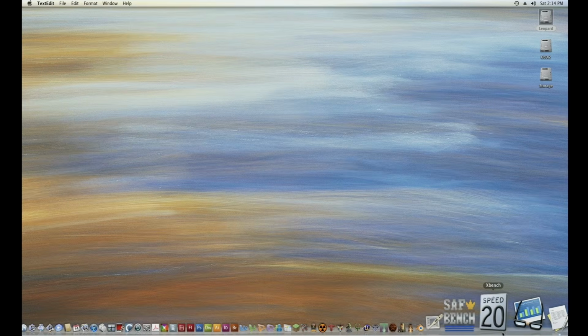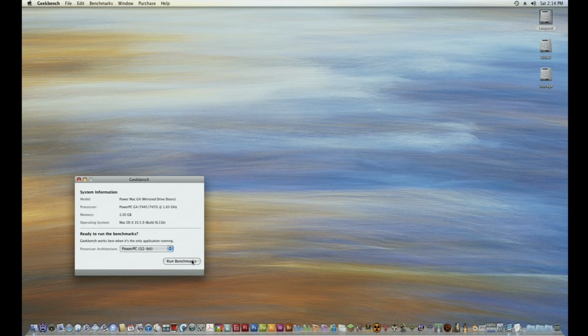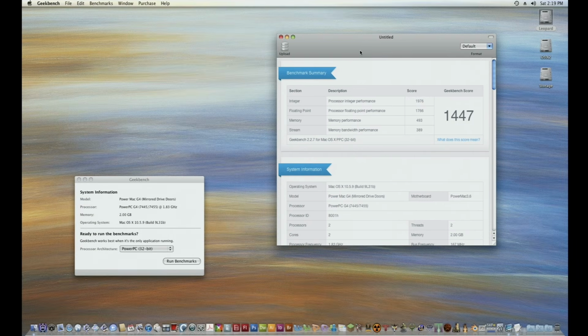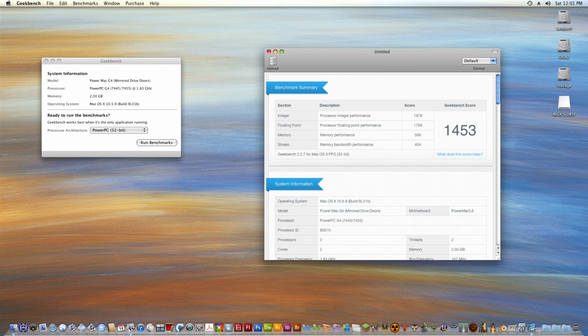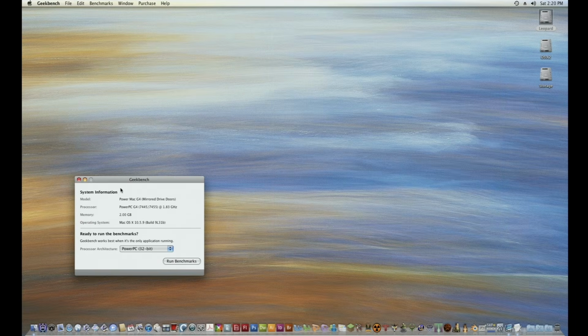Lastly, I'm going to run Geekbench 2.2.7 in order to get the machine's Geekbench score. On this run, it scored 1,447. I've run this test a number of times, and the highest score I've got is 1,453. This score shows that the machine's performing exactly as it should, so I'm pretty happy with this score.